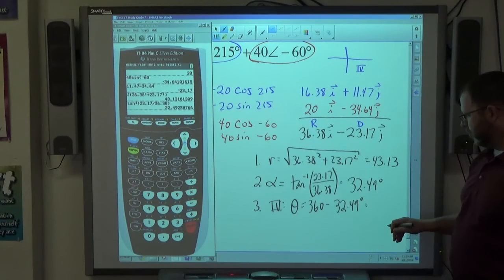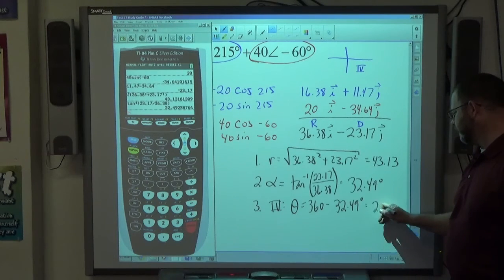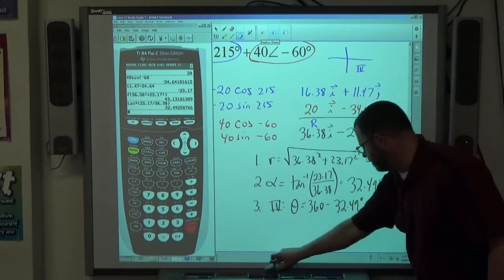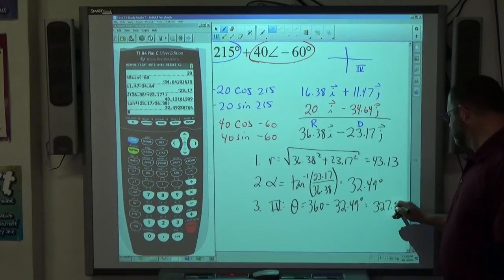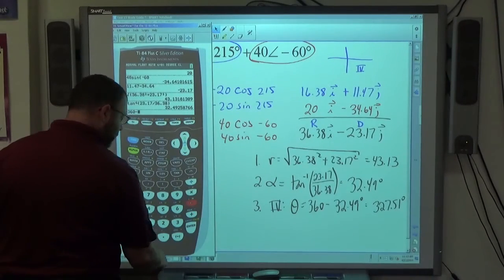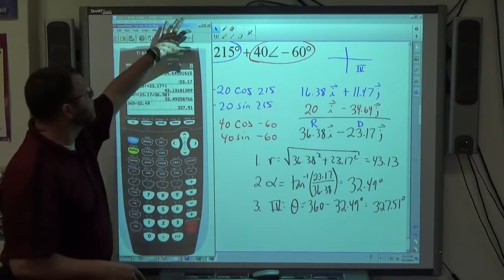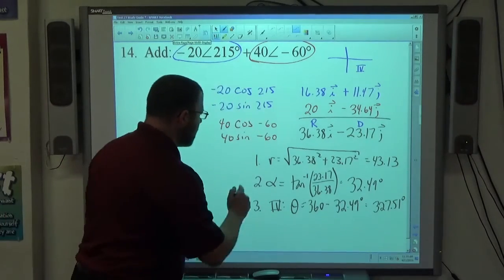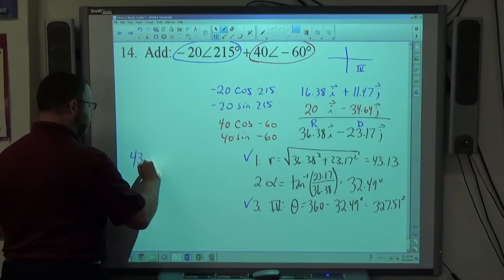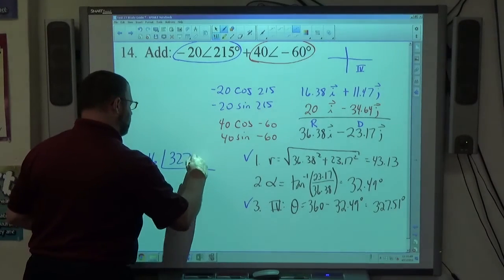That comes out to 227.51. Sorry, 327.51. And just for verification, 360 minus 32.49 comes out to 327.51. So, for full credit, there's my magnitude, there's my angle for my full credit answer. So 43.13 at an angle of 327.51 degrees.